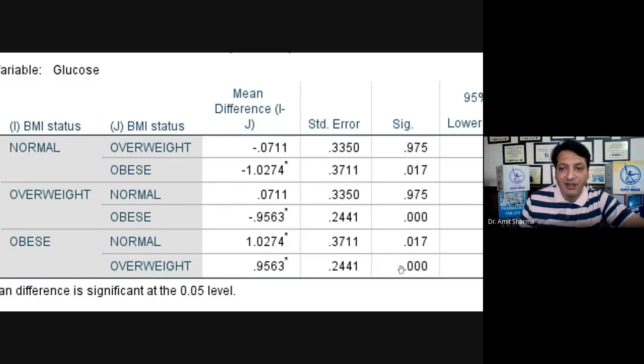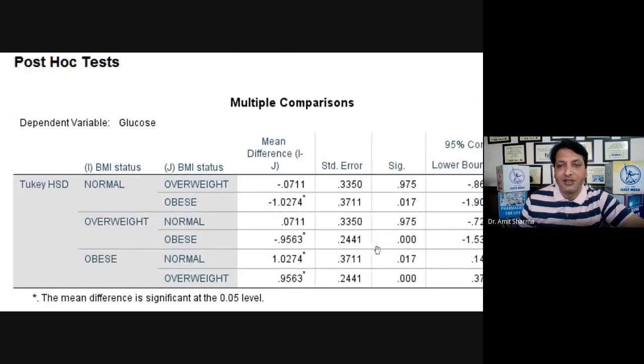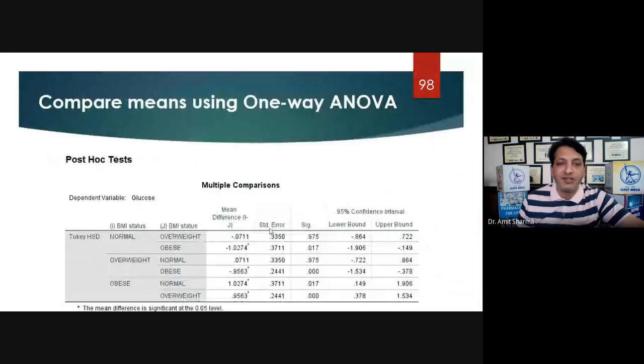So second, overweight is having less effect as compared to obese, and the normal person is having the least effect on the blood glucose level. So the lower the p value, the lower the significance value, the more significant the results are, you can say. So by using this multiple comparison table, you can compare which group is better and which mode of teaching is better as compared to the other, if I take yesterday's example.